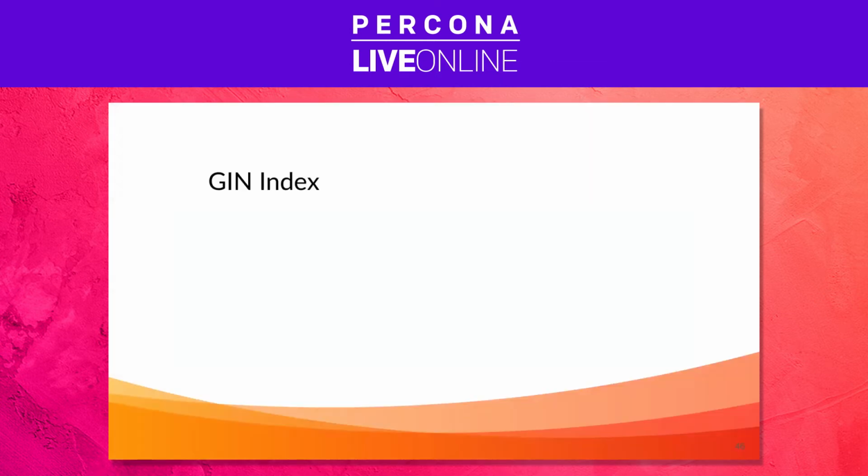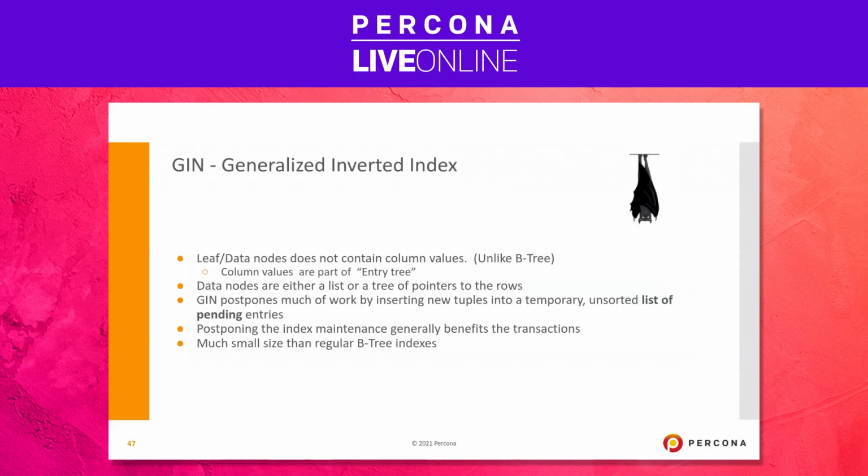Okay. Now let's discuss GIN index. So GIN stands for Generalized Inverted Index. So the idea is the leaf nodes do not contain the column values. The keys are not stored in the leaf nodes. This is different from the B-tree. The column values, the keys, are stored in an entry tree.